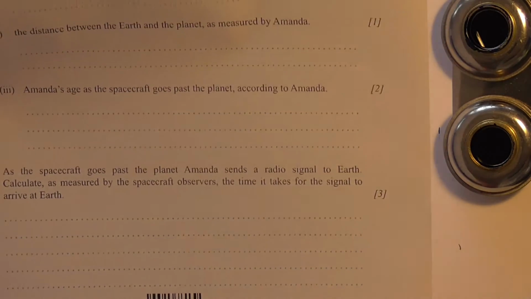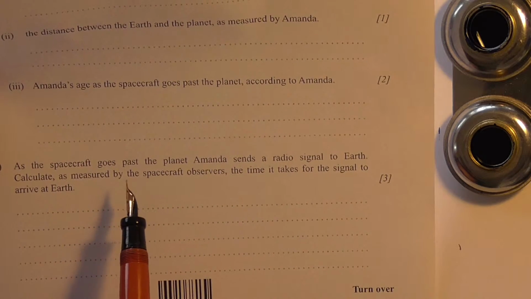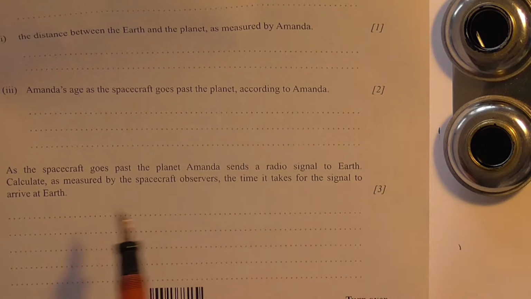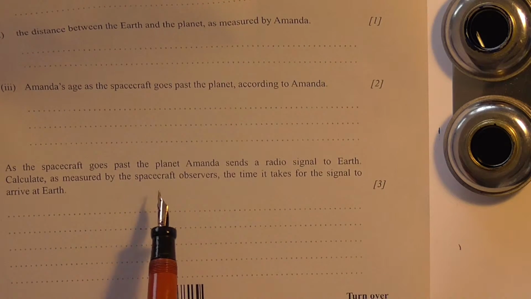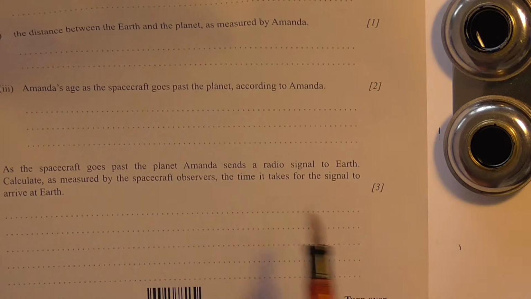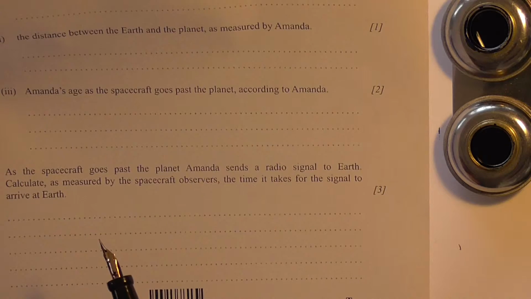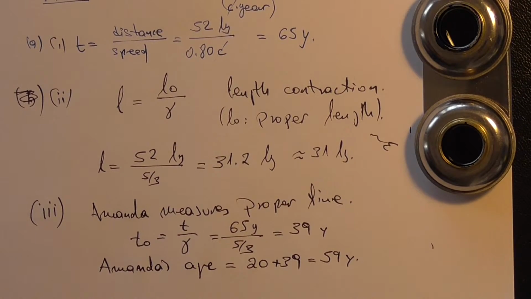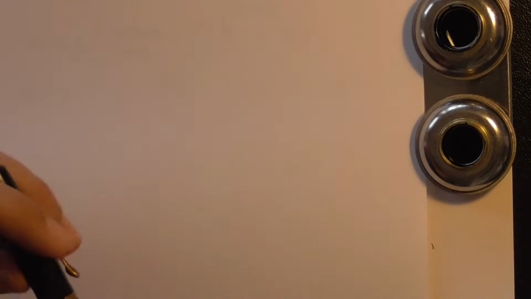Now, we come to B. As the spacecraft goes past the planet, Amanda sends a radio signal back to Earth. Calculate, as measured by the spacecraft observers, the time it takes for the signal to arrive at Earth. Okay, so this is for 3 marks, so this requires some thought. So what is happening? Let me get a different piece of paper. Now I'll do it here, and I will use the Pelican for that.